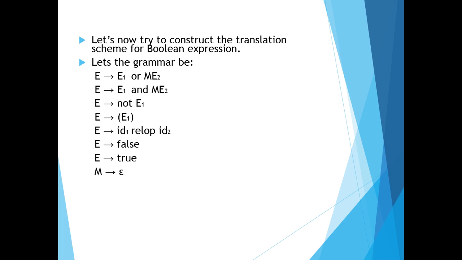Now let's try to construct the translation scheme for Boolean expressions. Let the grammar be: E is E1 or M E2, E1 and M E2, not E1, parenthesized E1, or ID1 relop ID2, where ID is an identifier and relop is a relational operator. E can also be false, E can be true, and M can be empty. So that's it.